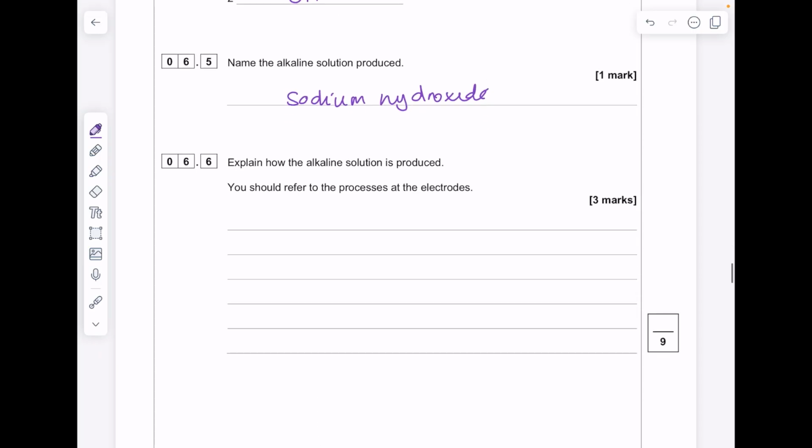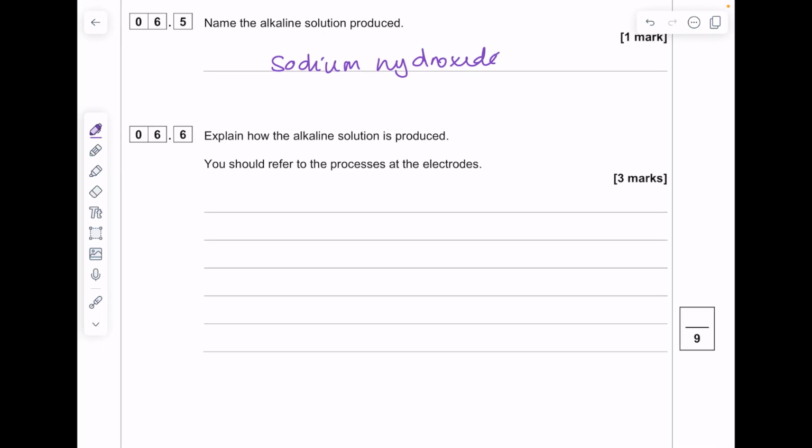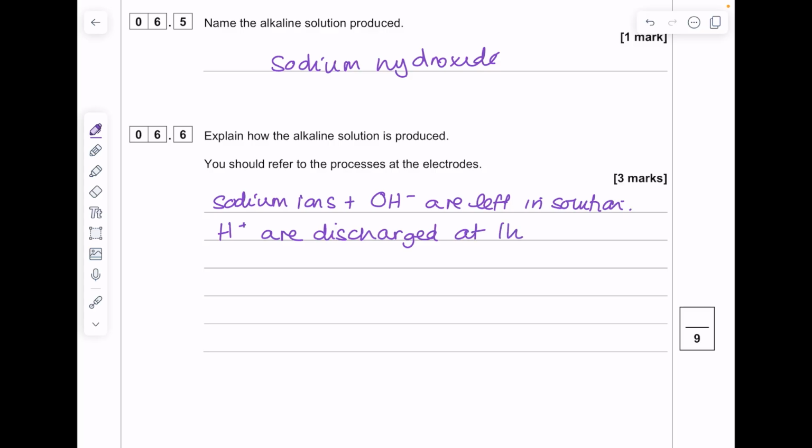Explain how the alkaline solution is produced. You should refer to the process at the electrode. So I'm just going to write exactly what I've just been talking about. We're going to say that sodium ions and hydroxide ions are left in solution. Hydrogen ions are discharged at the negative electrode, which remember is the cathode.